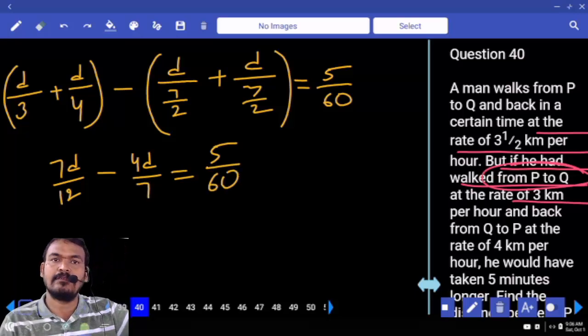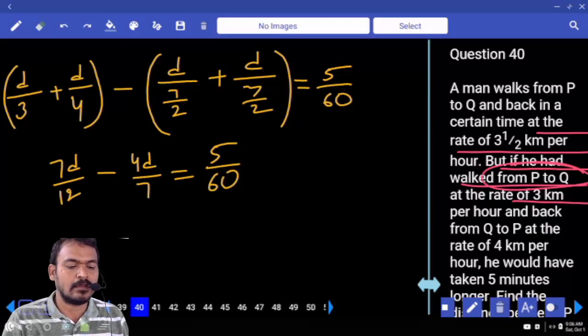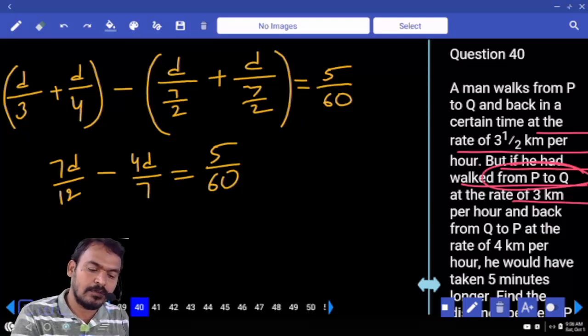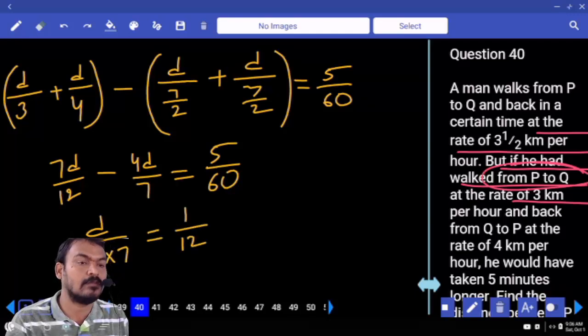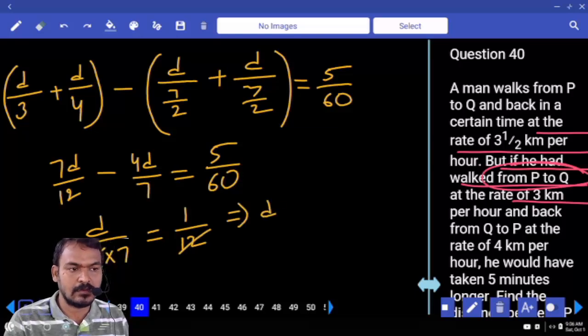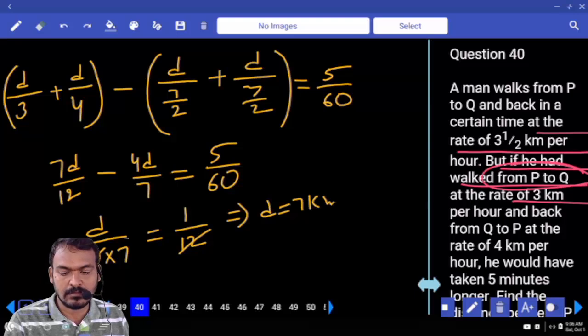Cross multiplication, 7 7s are how much? 49. 12 4s are 48. Difference is d by 12 into 7. That is equal to 1/12 or not? 12, 12 get cancelled or not? Then d equal to how many kilometers? 7 kilometers or not?